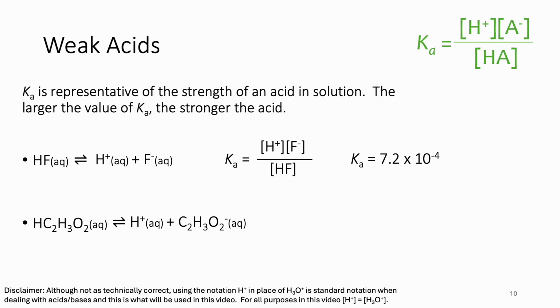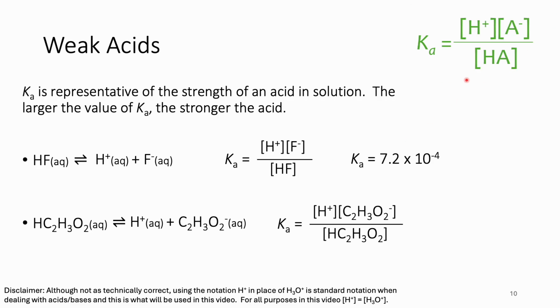Knowing what we know about equilibrium constants, this value for our equilibrium constant is still very, very small. It still indicates that most of this acid is going to exist in the unionized form, and it's going to only ionize to a small extent in solution. We can also compare this to the Ka value for acetic acid.